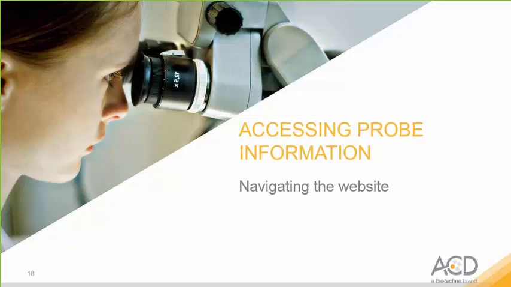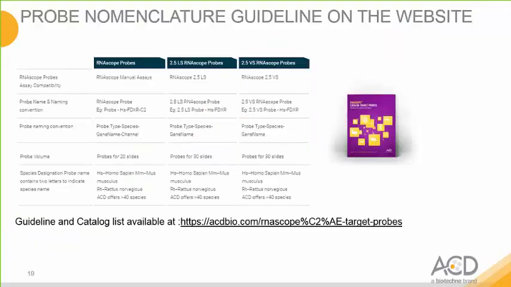With this background knowledge of our probe classification and nomenclature, let's move on to identifying and accessing probe information from our catalog of probes on our website. Please note, our complete list of catalog probes is available for download on our website and can be accessed through the highlighted link here. Please also note, a general guideline of the probe classification and nomenclature as discussed in our previous section is available as a helpful resource to navigate this extensive probe catalog.